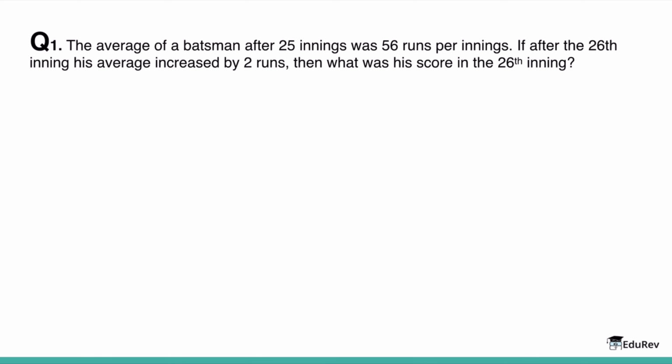So the first question says the average of a batsman after 25 innings was 56 runs per innings. If after the 26th inning his average is increased by 2 runs, then what was his score in the 26th inning? Alright, so it's a very easy one. What are the runs in the 26th inning? So let me write it down. Runs in the 26th inning.